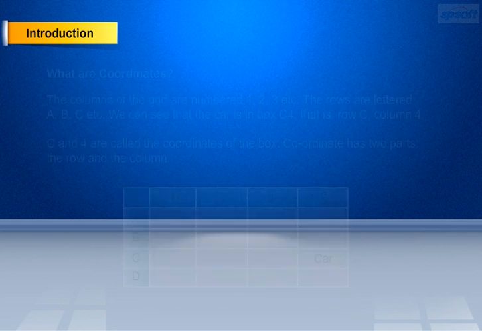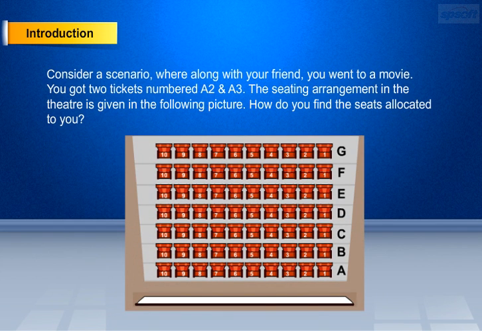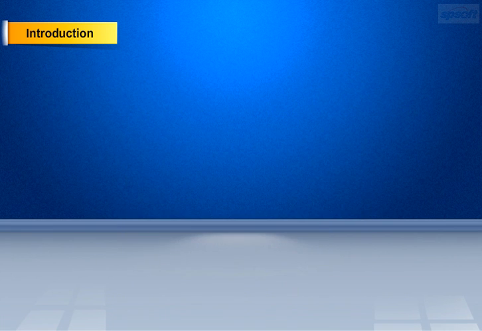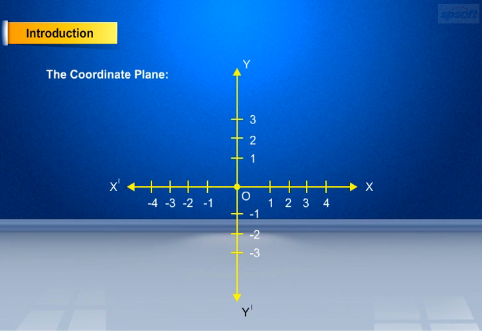Let us see another example. Consider a scenario where along with your friend, you went to a movie. You got two tickets numbered A2 and A3. The seating arrangement in the theater is given in the following picture. How do you find the seats allocated to you? You need to know two numbers, the row number and the seat number. This is also the basic method for fixing a point in a plane. Here allocated seats in the theater are A2 and A3. How do you locate your seat? This is row number. This is A2 seat. This is A3 seat.